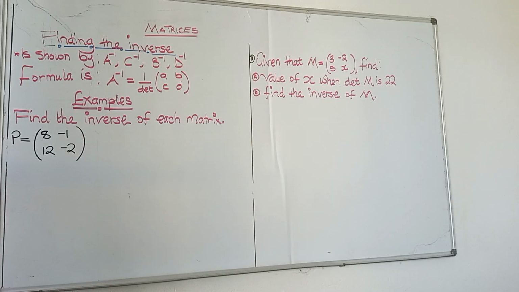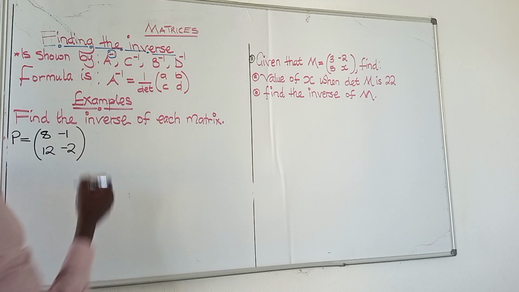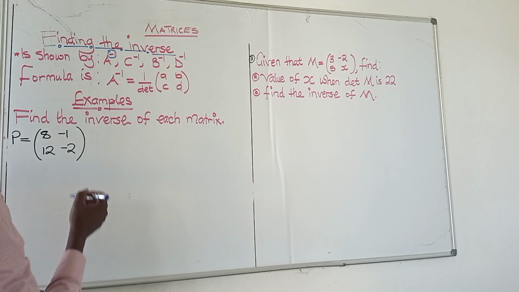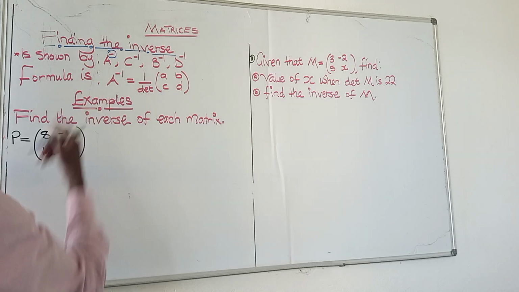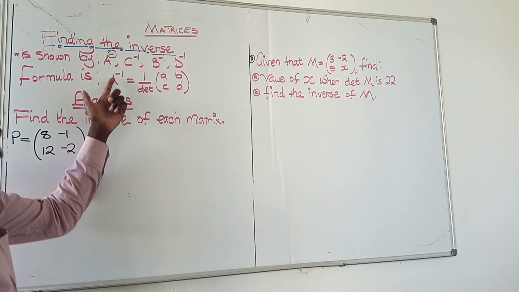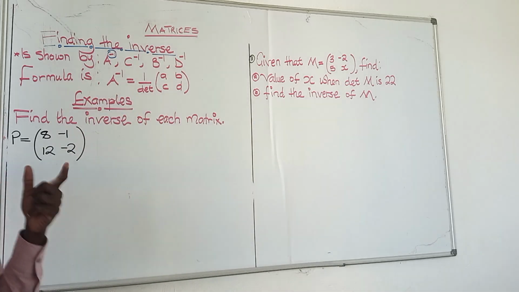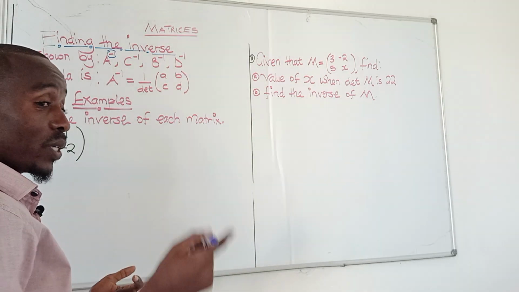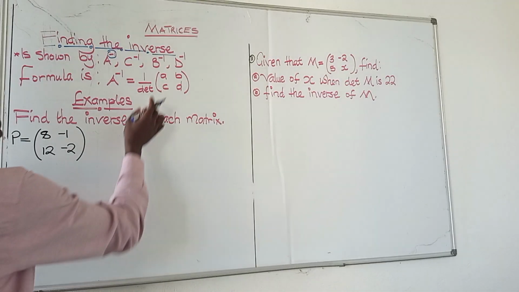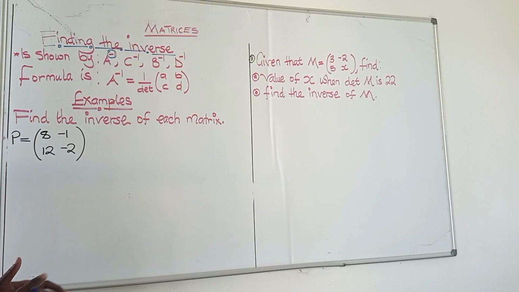So, finding the inverse. How do you know that it is an inverse, or how is the inverse shown? The letter will always be raised to a power of negative 1 on top there. Then you know that it's an inverse. So now, what's the formula? The inverse of A is equal to 1 over the determinant, which we know how to find because we learned it in the previous lesson, times the matrix that you have.